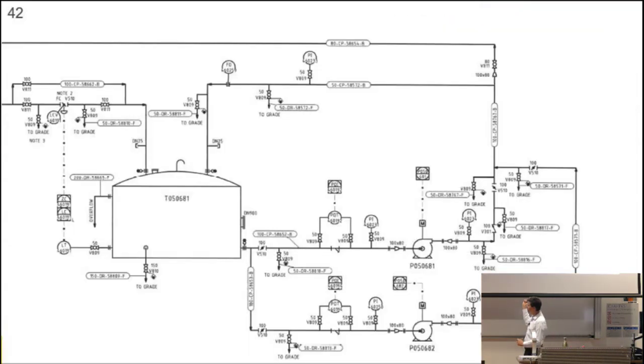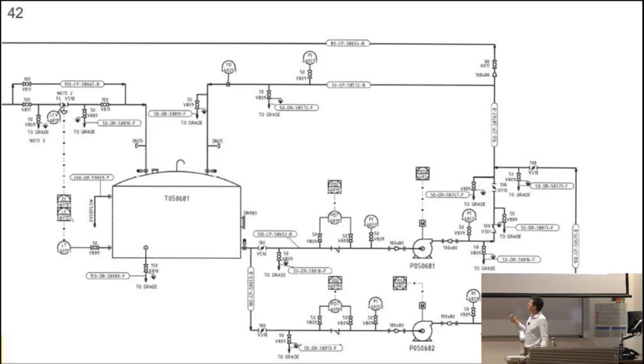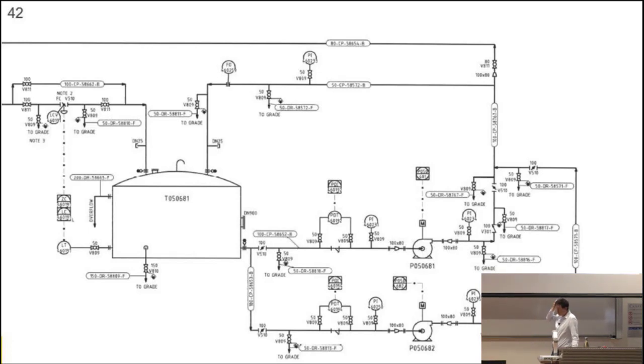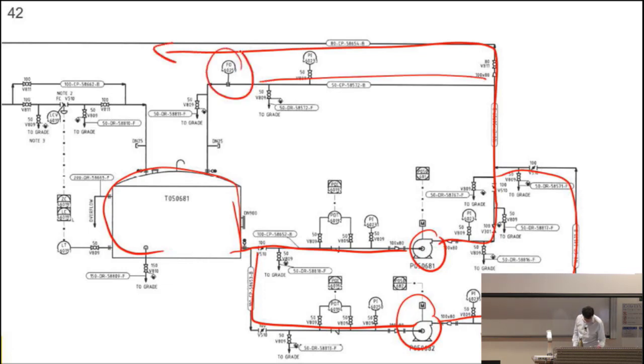Show you some other pictures. This is a P&ID, process and instrumentation diagram. Mechies should be able to read this sort of thing, but it really is the domain of process engineers. There's your tank, there's your pipes, there's your pumps. They come back together. That's the valve skid, and this is the orifice plate, denoted FO, flow orifice.